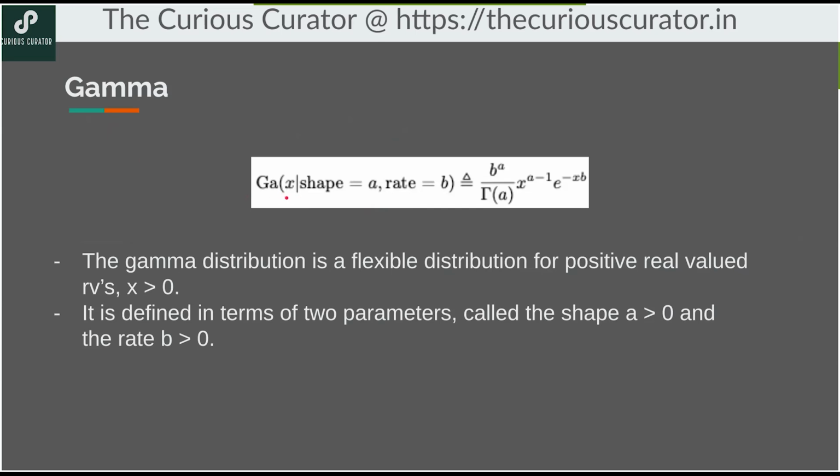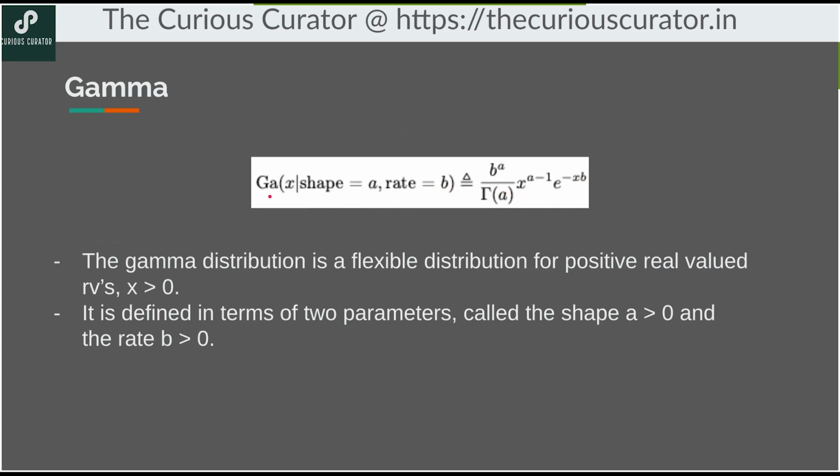So the next one is gamma, totally non-intuitive, but we just need to know that. A gamma distribution at a location X has two parameters. One is called shape. The second one is called rate. And this is the formula. It's very complicated, but this is the formula for the gamma distribution.